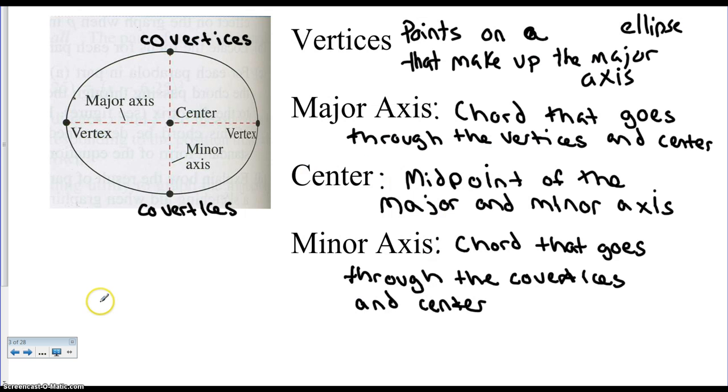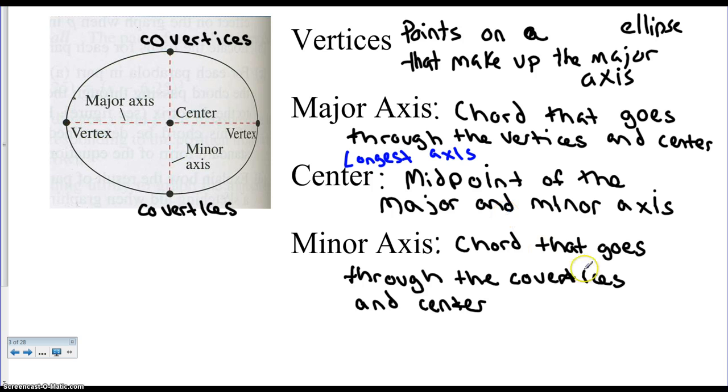Okay, so here's some specific things that we need to know about an ellipse. They have some special points. They have two vertices, or two vertexes, and they are points on the ellipse that make up something called the major axis. And that's a chord that goes through the vertices and the center. Now, one thing to know about the major axis, it's the longest axis. Okay? And then the center is the midpoint of the major and minor axis.